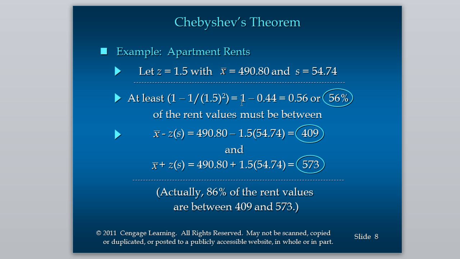Now remember, this is the minimum requirement. In fact, if you actually calculate it with a more accurate technique, you can see that 86% of rent values are between these two numbers. But we have to study a little more to figure that out. For now, we know the minimum requirement for that interval is 56%.